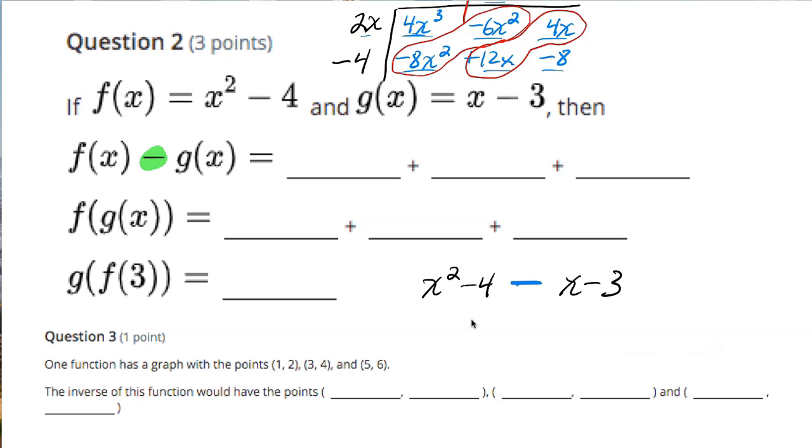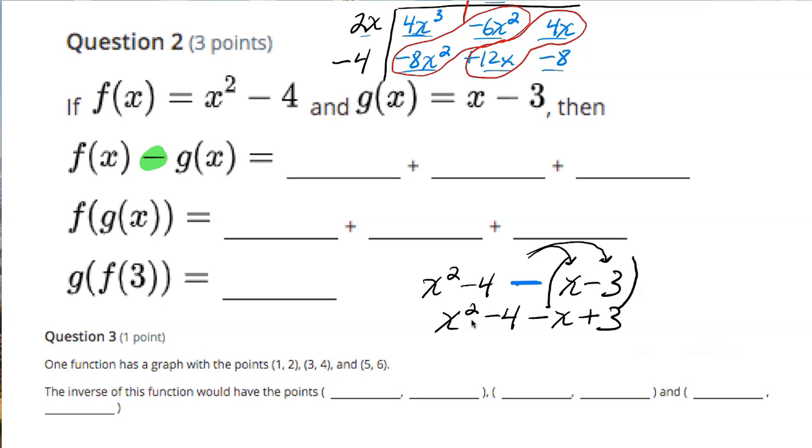Can you see where there might be a problem if you just leave it like this? If you leave it like that, it looks like you're only doing minus x. Really, it's minus this whole function. So you should put that in parentheses, and maybe that will let you know, hey, I need to distribute this negative to both of those terms. So it's really x squared minus 4 minus x plus 3.